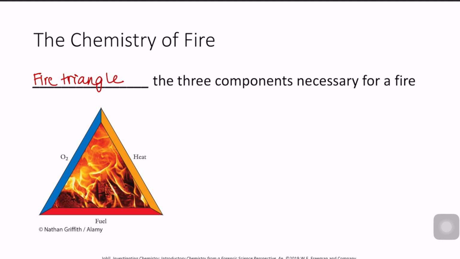So we must have oxygen. Remember, oxygen is a diatomic element and it doesn't exist as just O. It always exists as O2 and it is a gas at room temperature. There is also heat, and then there has to be something to burn.